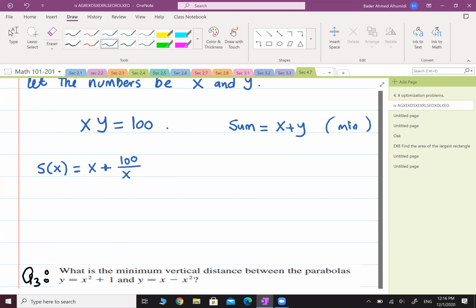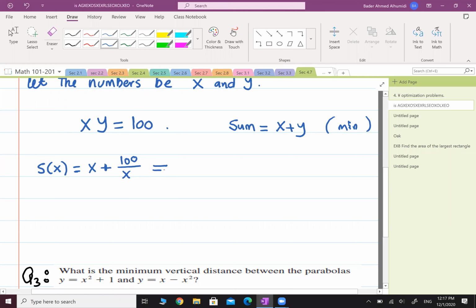Clear? I need now to minimize this. I need to minimize it. S of x, now I wrote it in terms of a single variable x. You can write it in terms of y, no problem. You can write it y plus 100 over y. It doesn't make a difference here. So this implies now to minimize it.